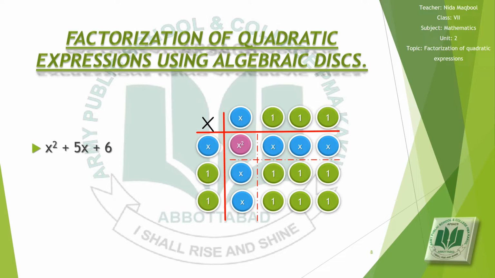So the quadratic expression has been decomposed into linear expressions. Hence, the two linear factors of x squared plus 5x plus 6 are x plus 2 and x plus 3. Notice that in this case, the constant term 6 is factorized into 2 multiplied with 3, and the 5 disks are divided into two groups, 2x and 3x, to complete the rectangle.